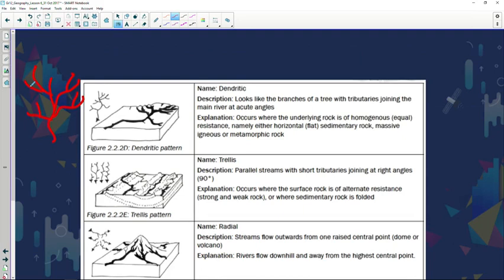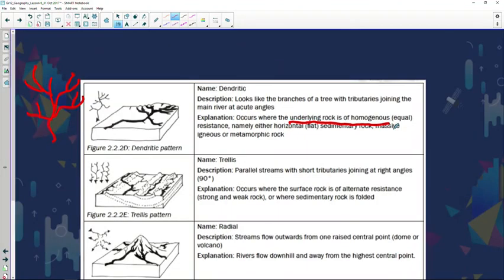From all different angles. But very importantly, the reason why it joins like this is the following. The underlying rock is homogeneous. What does it mean? The underlying rock is exactly the same. It means it's got the same resistance. It means the underlying rock underneath that drainage basin is the same. It means there's the same amount of infiltration taking place. It's not like it's a mixture of rocks that's permeable or that's impermeable. It's only permeable rock or only impermeable rock.